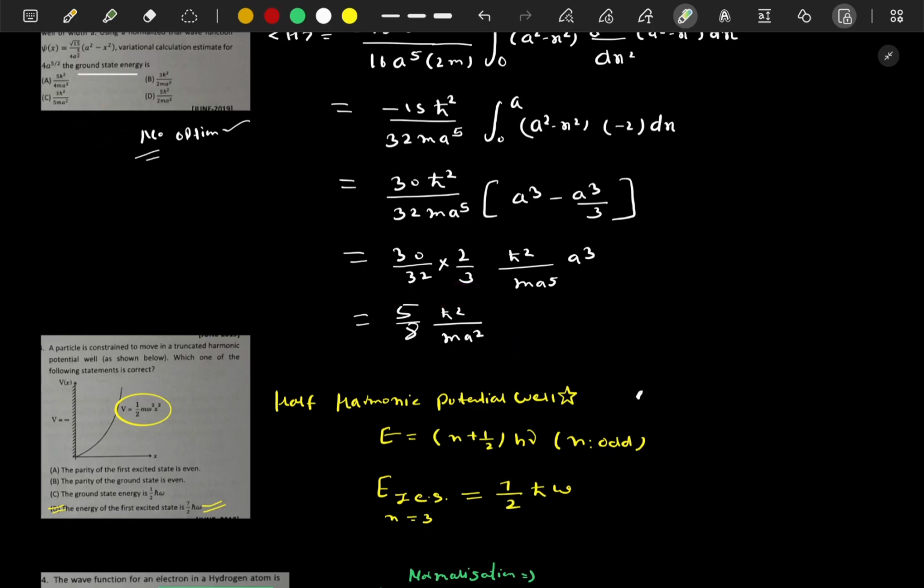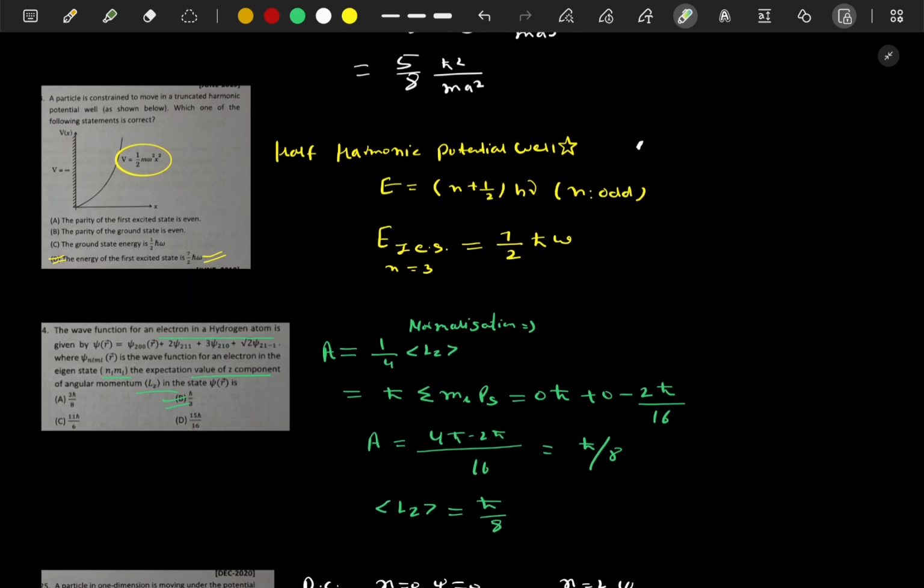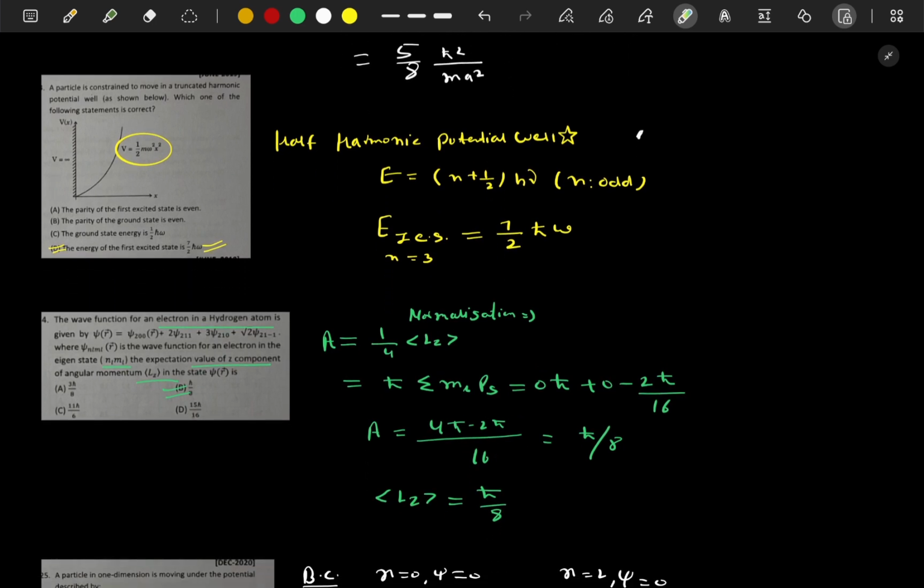So it leads to 5/8 h square upon m square. So there is no option, the correct answer is 5/8 h square upon m square. Now a particle is constrained to move in a truncated harmonic potential well as shown here, half harmonic oscillator. Which one of the following statements is correct?